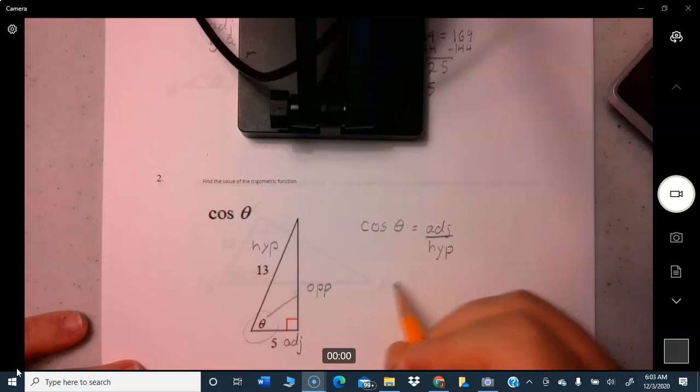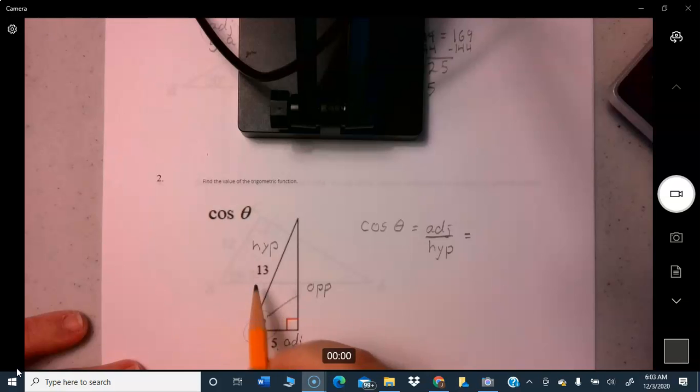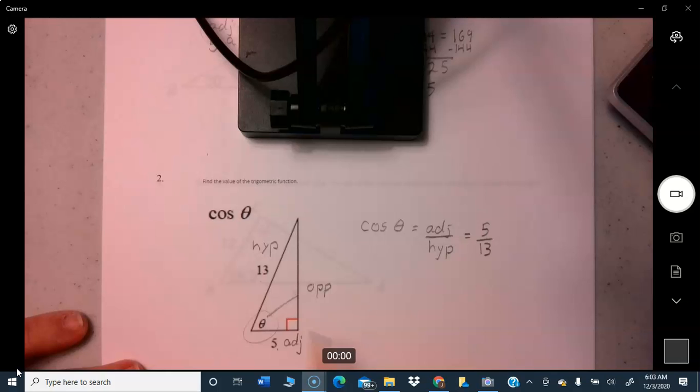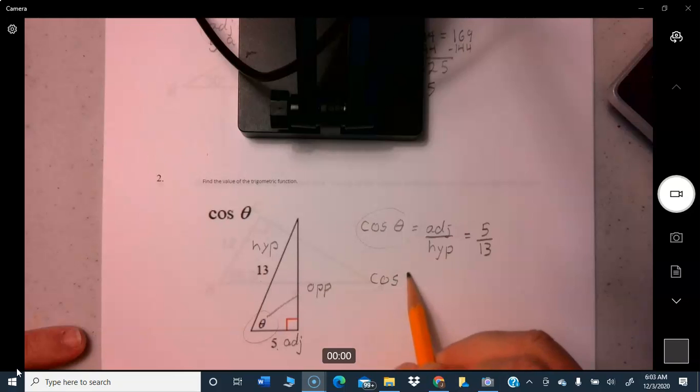Okay, and in this case, that would equal 5 over 13. That's the cosine of theta. Okay, so cosine theta equals 5 over 13. Now I'm going to show you something that the problem didn't ask you for here.